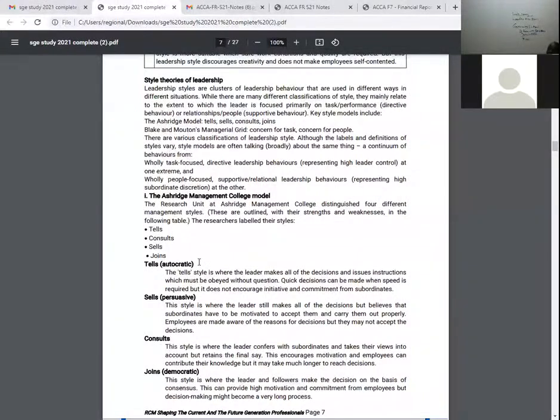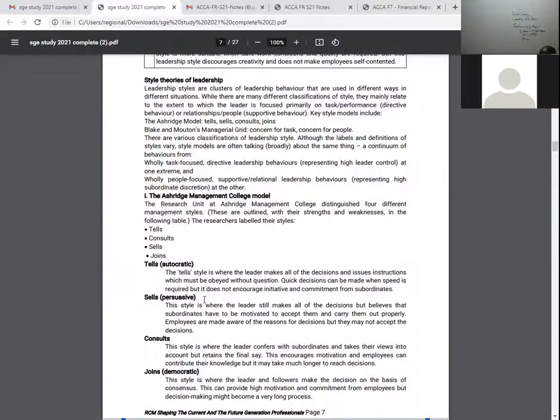They'll simply go ahead and tell these employees how things should be done. And there's no debate about it. You have to do it, whether you like it or not. And then we have the selling, which is the persuasive option. So for tells, I'll give an order. For sell, I'll give an order with an explanation for me to be able to get buy-in.